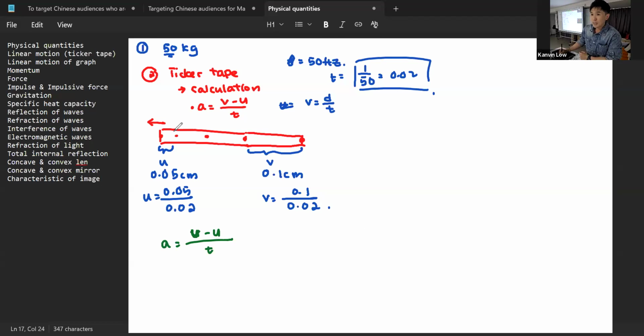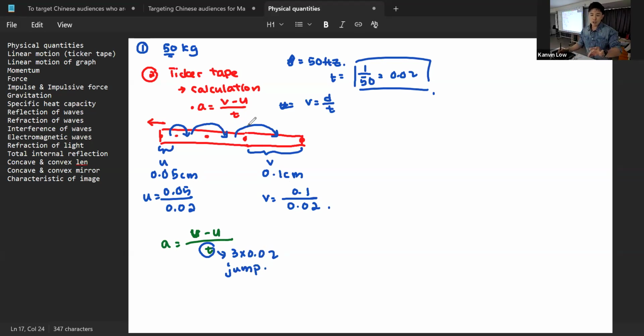Guys, remember, what is a representing to you? Acceleration. What is the definition for acceleration, students? The rate of change of speed. The rate of change of speed is your acceleration, so it depends on the change of the speed. Your speed changes from one gap to the other gap, so you have to jump: 1, 2, 3. You jump 3 times. That's why the t over here is 3 times 0.02, because you jump 3 times. Do you understand what I mean here?